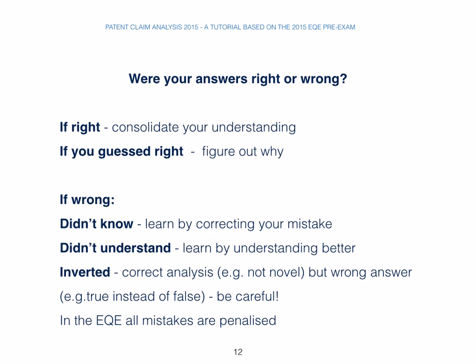If your answer was wrong, it could be that you didn't know the meaning of the law, so you can learn by correcting your mistake. It could be that you didn't understand what you were supposed to do, so you can learn by understanding better. And it could be that you put in an inverted answer. In other words, you made the correct analysis but gave the wrong or the opposite answer, true instead of false. So be careful. In all of the EQE, all mistakes are penalized. Let's go now to the examiner's report and explanations.